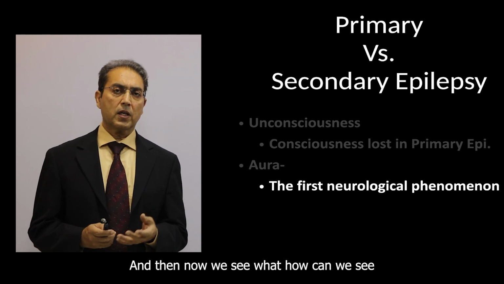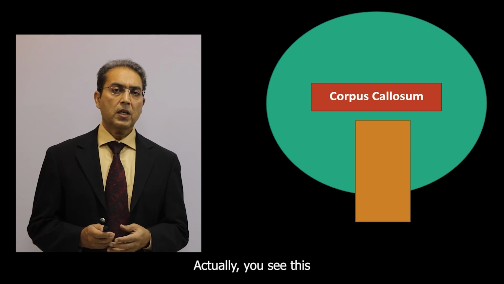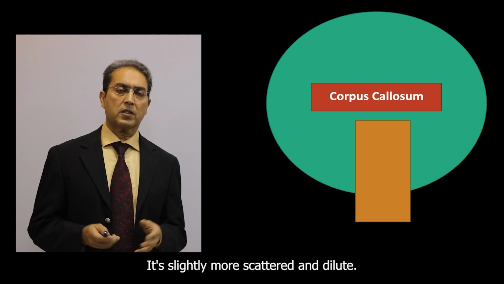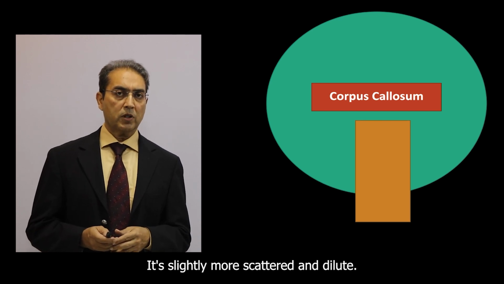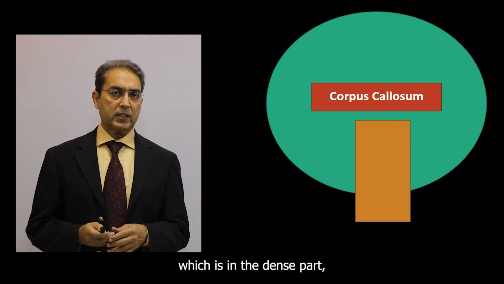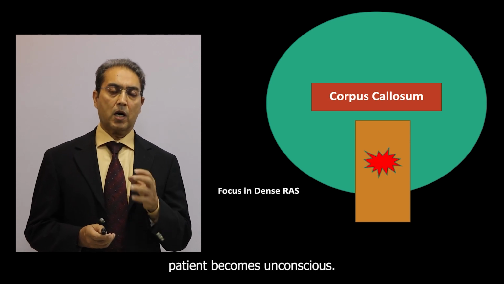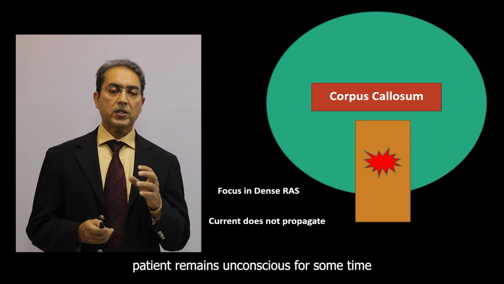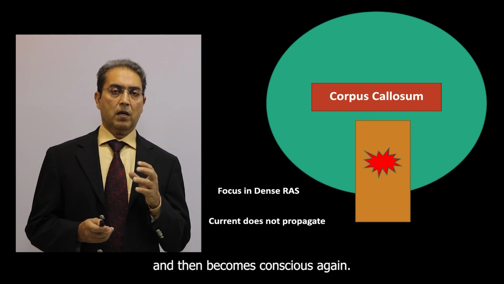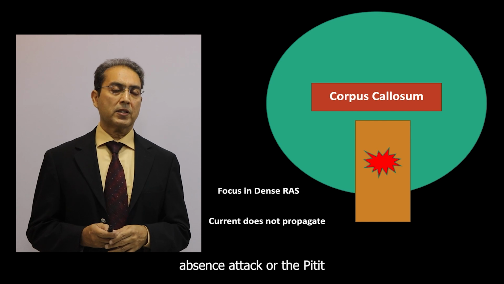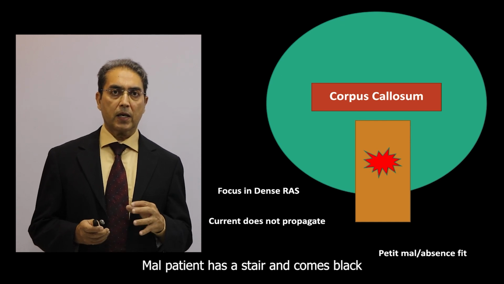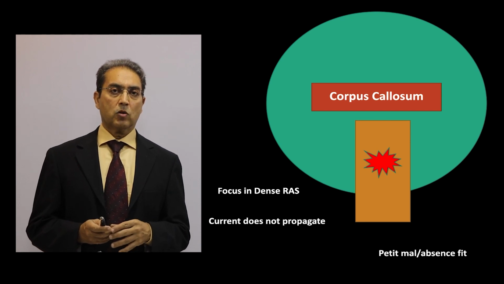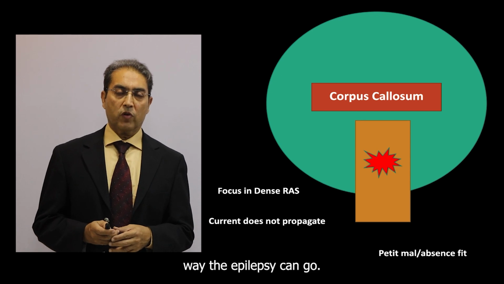And now we see what happens actually. You see, a dense reticular activating system is present in the brainstem, and in the cerebral hemispheres it's slightly more scattered and dilute. When there is an epileptic focus in the dense part, that is in the brainstem, the patient becomes unconscious. This is primary epilepsy. And if this current does not travel anywhere, the patient remains unconscious for some time and then becomes conscious again. So this is the classical absence attack, or petit mal. The patient has a stare and goes blank, and then the patient comes back immediately. So this is one way the epilepsy can go.